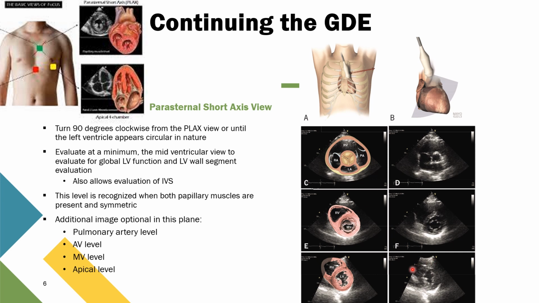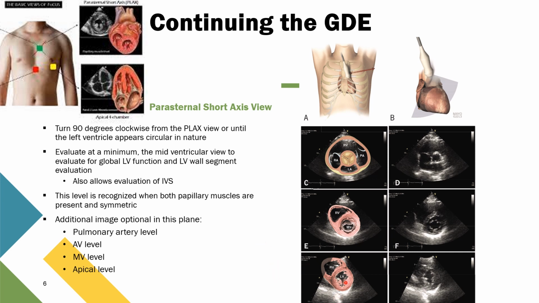Your next image is going to be a little bit lower. So again, you're just going to angle your transducer more inferiorly, toward the patient's left splenic area. And here you're going to pick up more of the right ventricle, and then we're going to be evaluating the left ventricle here at the muscular level.